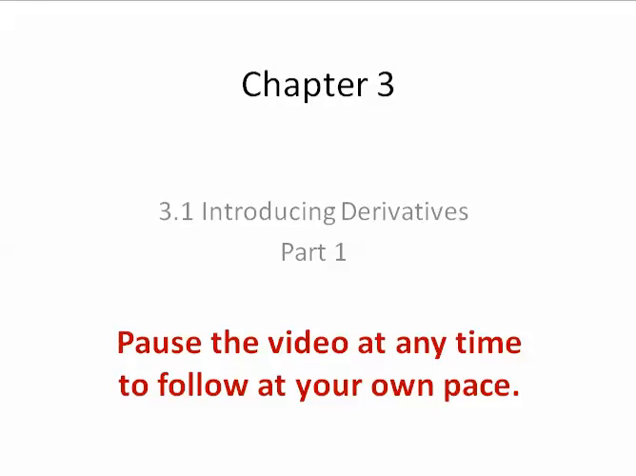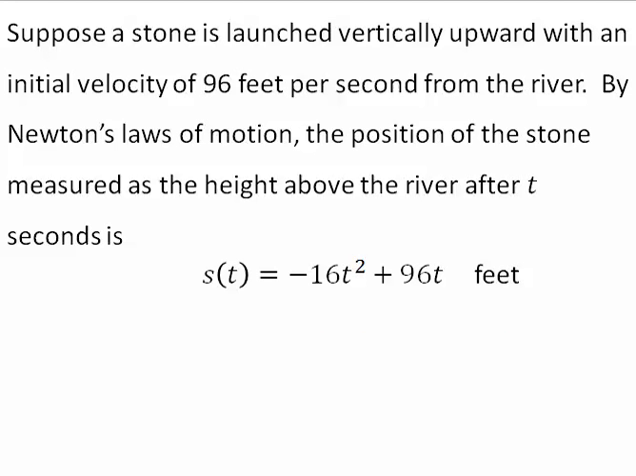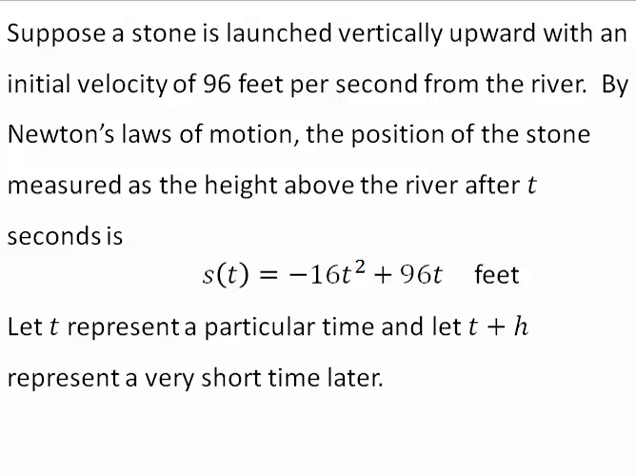Introducing derivatives, part 1. Suppose a stone is launched vertically upward with an initial velocity of 96 feet per second from the river. By Newton's laws of motion, the position of the stone measured as the height above the river after t seconds is s of t equals negative 16 t squared plus 96 t, and that would be in feet.